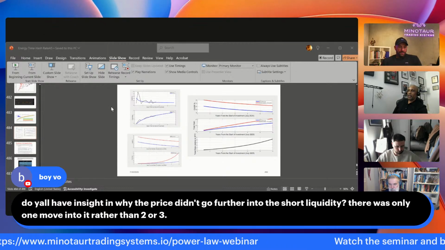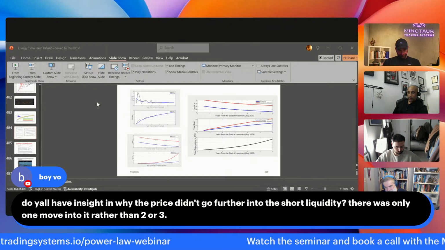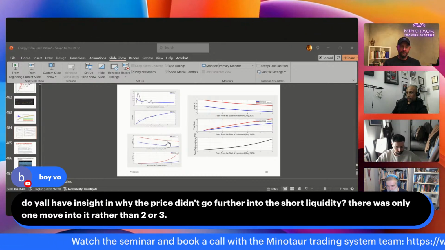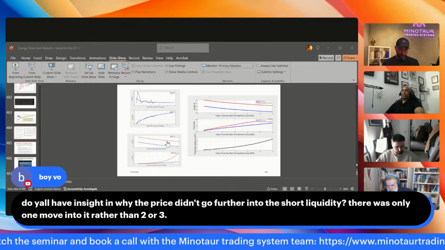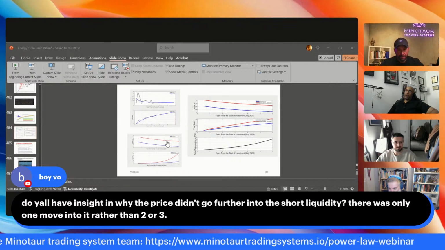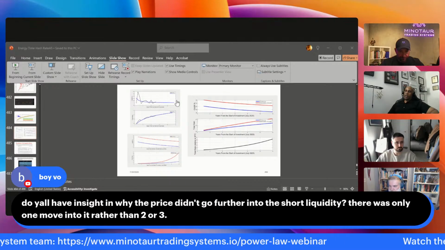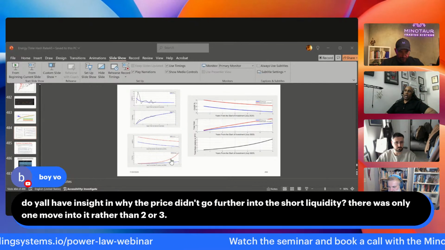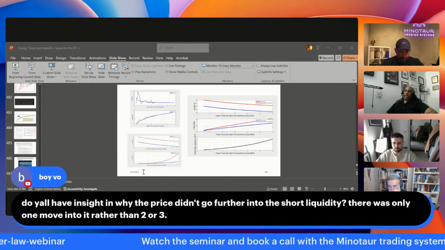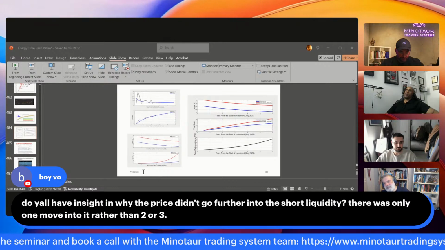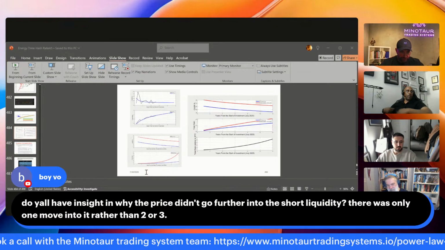Do y'all have insight in why the price didn't go further into the short liquidity? There was only one move into it rather than two or three. Well, it's not over yet. Yeah, the market is very, very good at showing you an impulse in the opposite direction. So it's not over. It's going to come back for that third pass. We're in our second impulse. So there's another one to go. It's not over yet. Stay tuned.